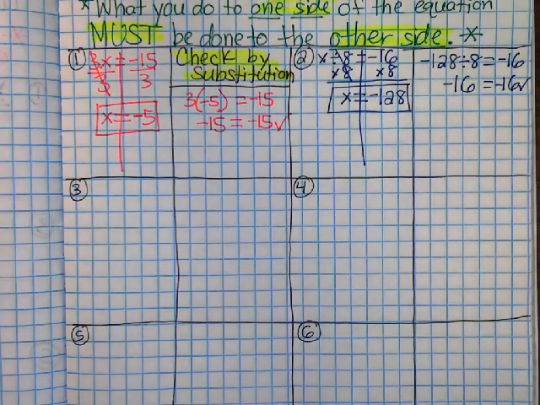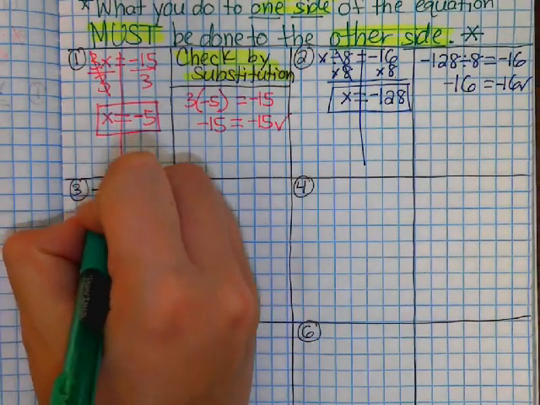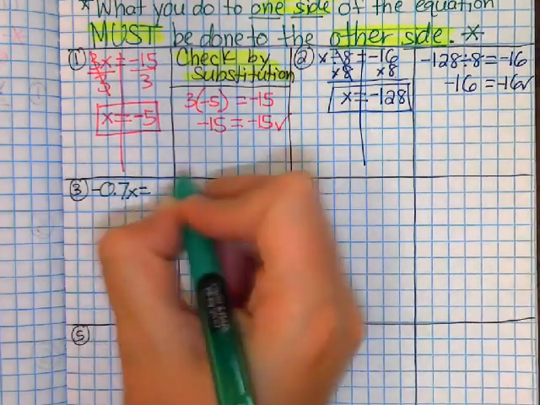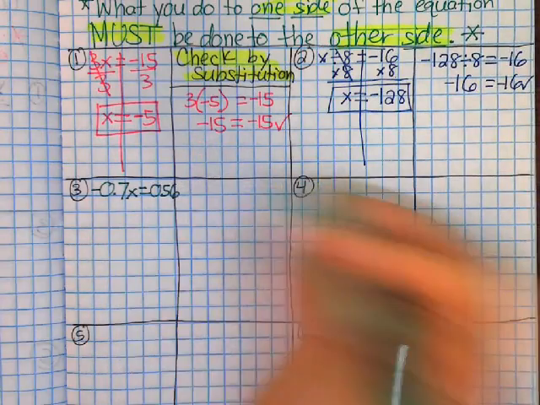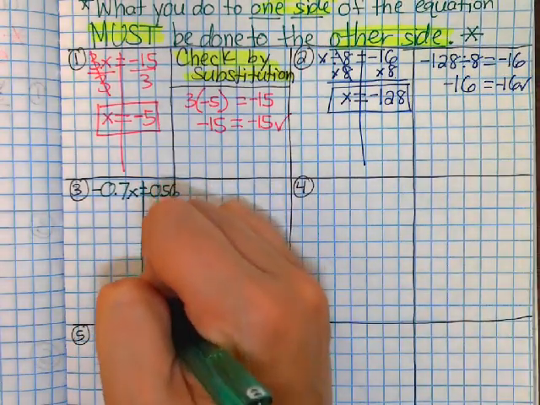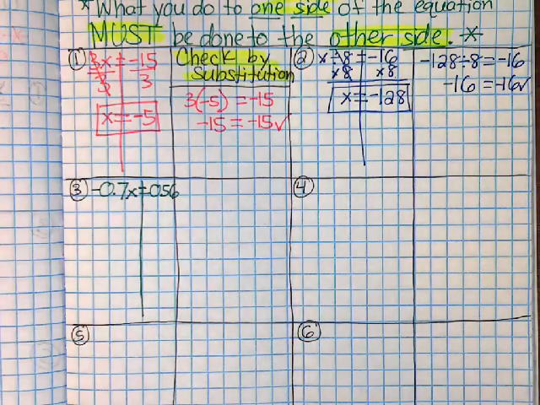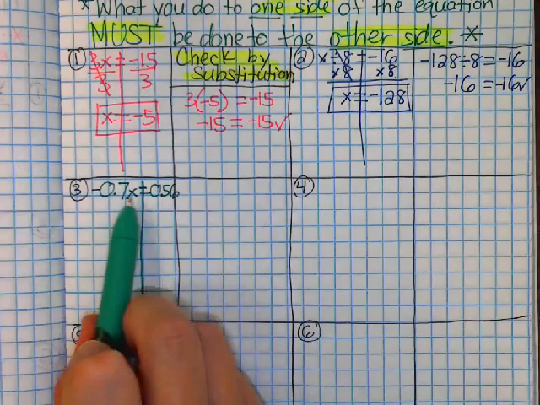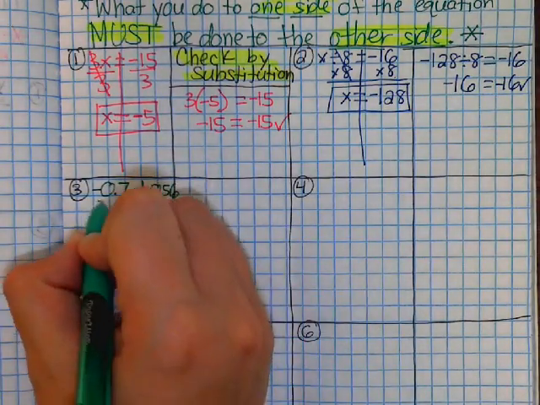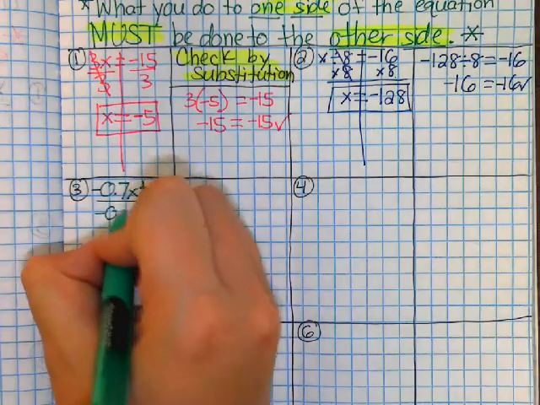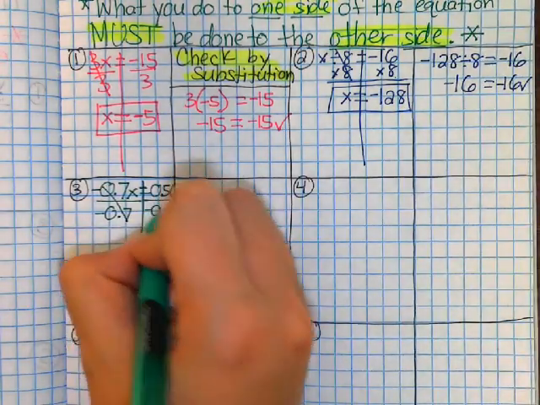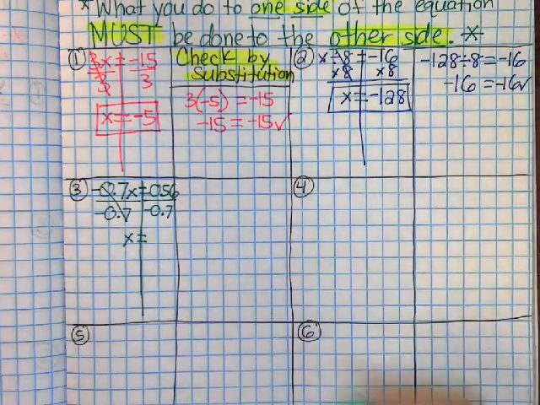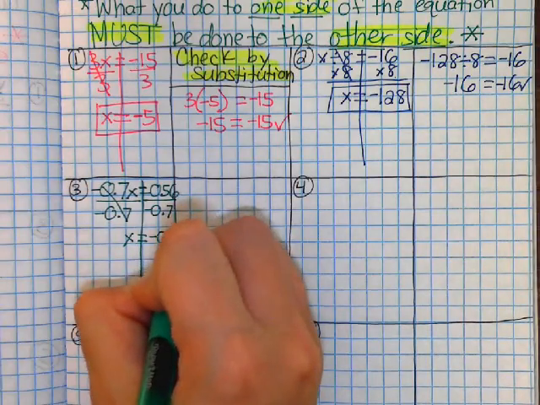Number 3. Negative 0 and 7/10 x equals 0 and 56/100. Going to draw my line down. I need to divide because I have multiplication here. So I'm going to divide by a negative 0 and 7/10. X equals negative 0.8.